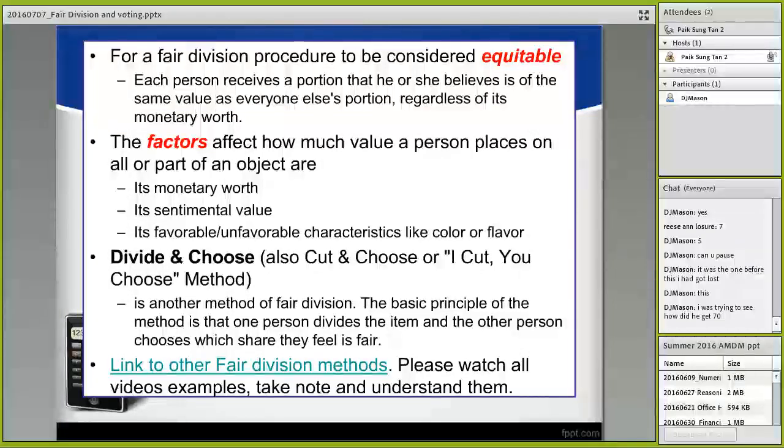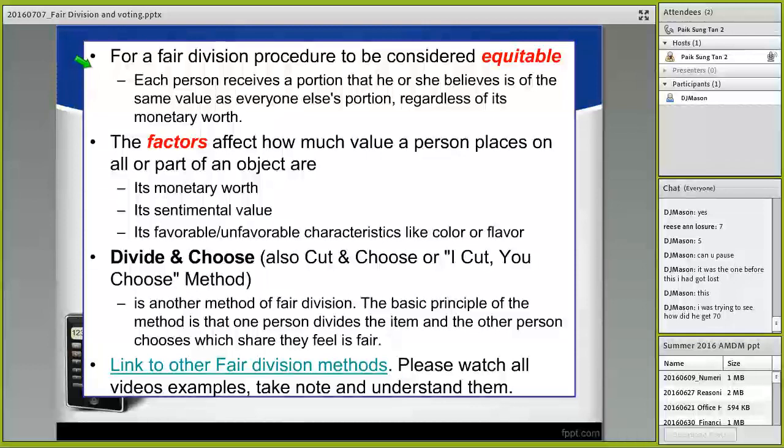All right, so here are the important notes, okay? The questions could be asked verbatim this way. For fair division, these are definitions. Make sure you have the definitions down, print out all those PowerPoints I give you, and study them before you take the quiz. For the fair division procedure to be considered equitable, each person receives a portion that he or she believes is the same value as everyone else's portion, regardless of its monetary worth.